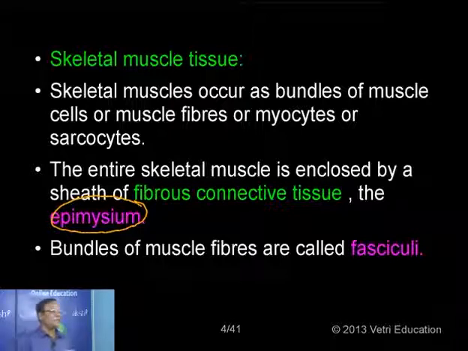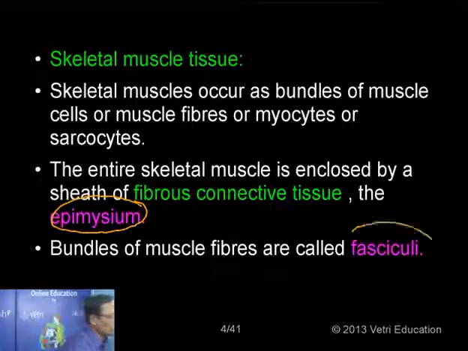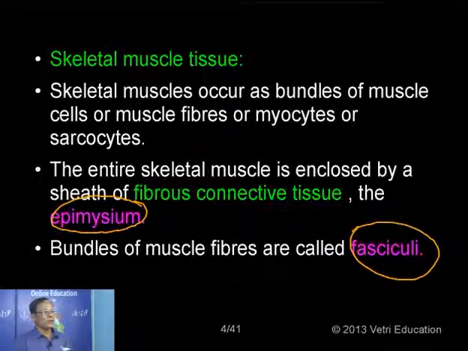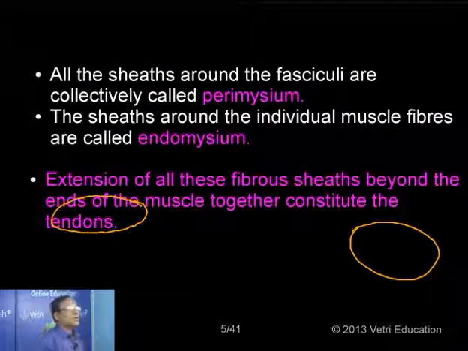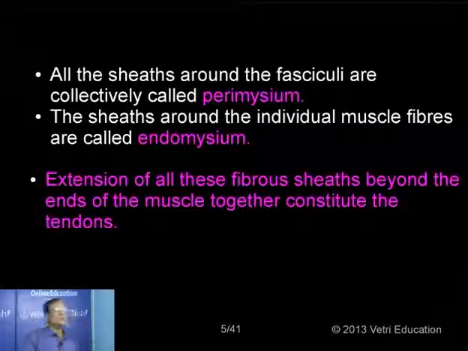Normally each muscle is formed of many muscle fibers. The muscle fibers are always formed in bundles. Each muscle bundle is called a fasciculus. So a muscle is formed of many muscle bundles, the fasciculi. A number of muscle bundles make one muscle, and a number of muscle fibers make one fascicle. Now, the entire muscle is ensheathed by a fibrous connective tissue, the epimysium.